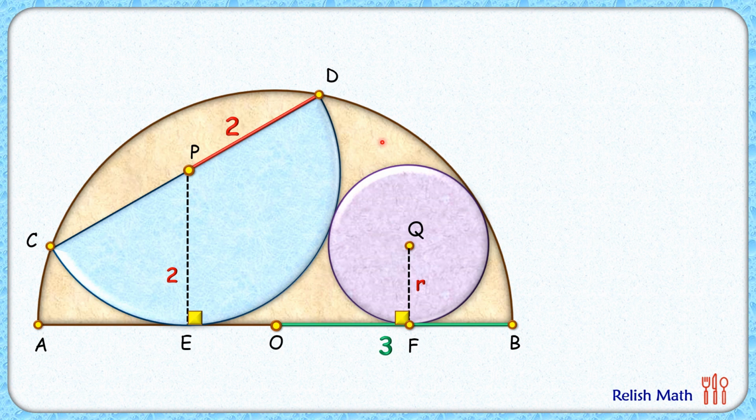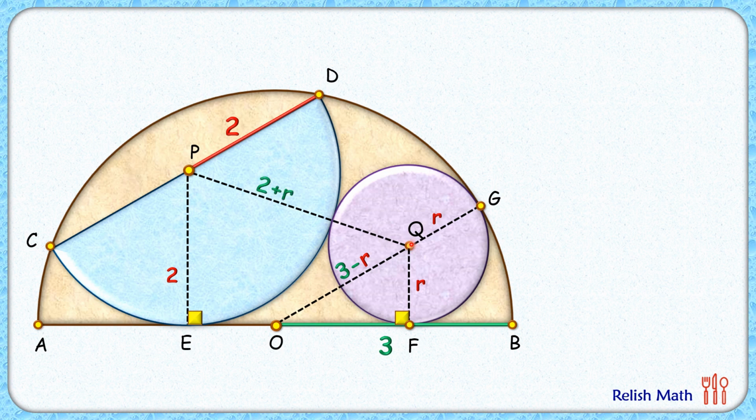So here, this brown and purple circle are touching each other, so their centers O, Q and the point of contact lie in a straight line. Now QG length is r centimeter, and OG is the full 3 centimeter for the brown circle, so OQ length will be 3 minus r. We can apply the same theorem on this blue and purple circle which are touching each other, so their centers and point of contact lie in a straight line, and PQ length will be the radius of the blue circle plus the purple circle, or 2 plus r centimeter.